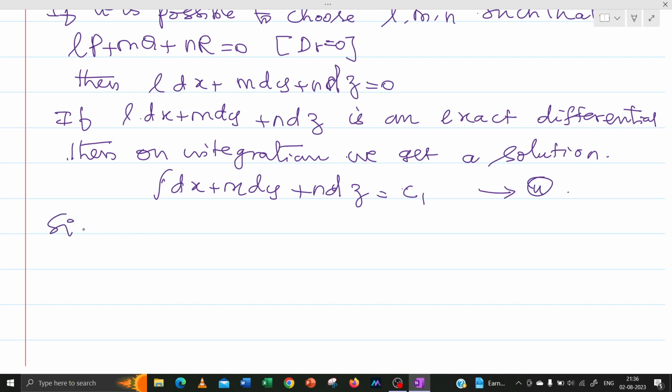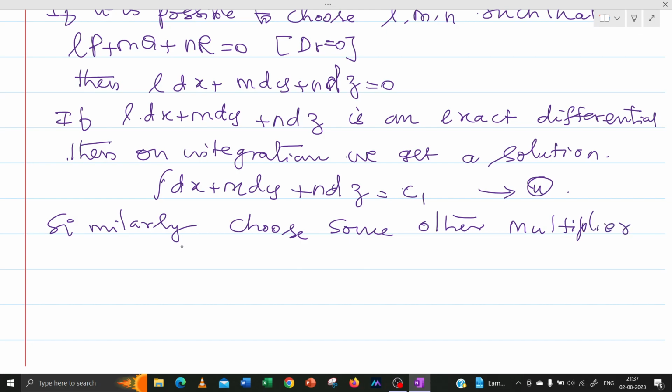Similarly, choose some other multipliers, other than the l, m, n we already chose. Now we choose l', m', n'.